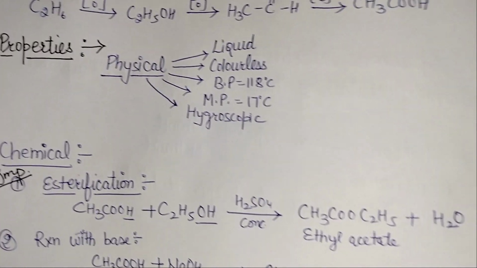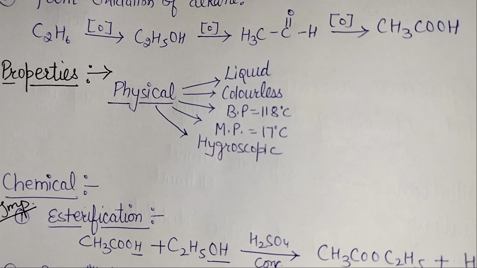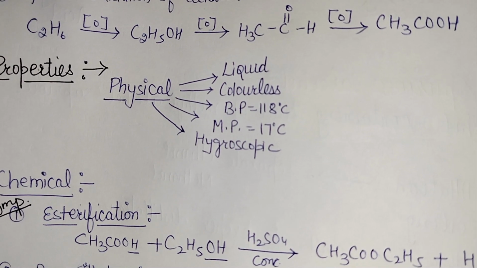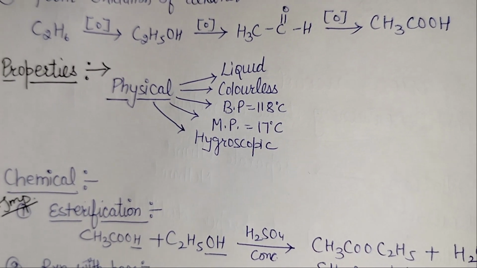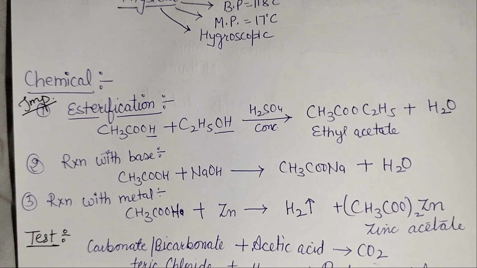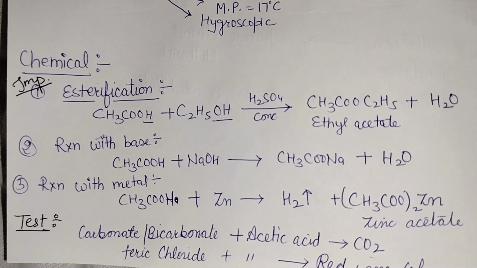Now come to the properties. Firstly, we will discuss the physical properties. It is a liquid, colorless, boiling point and melting point are 118 degrees Celsius and 17 degrees Celsius, and it is hygroscopic in nature. Now come to the chemical properties of acetic acid or carboxylic acid and ethanoic acid.